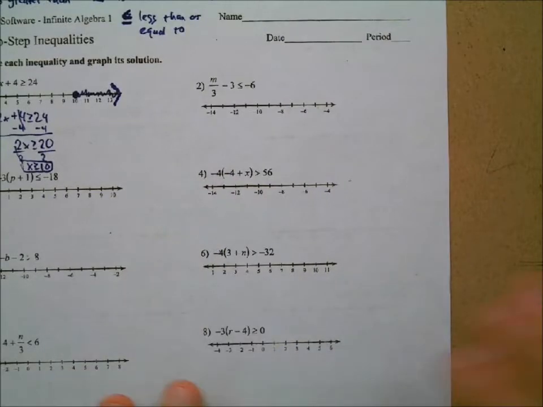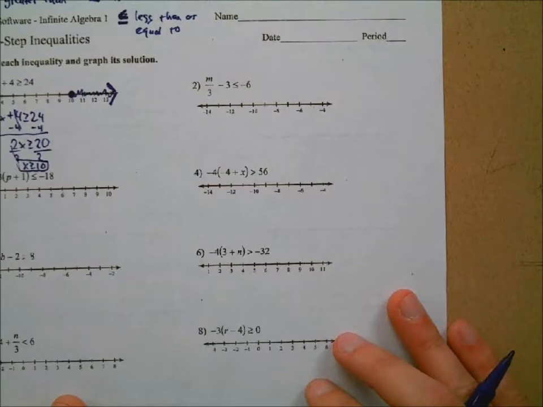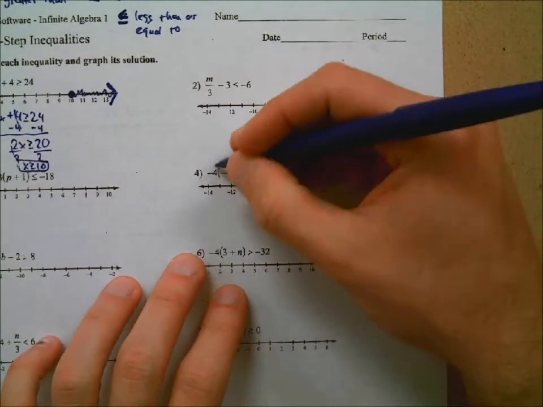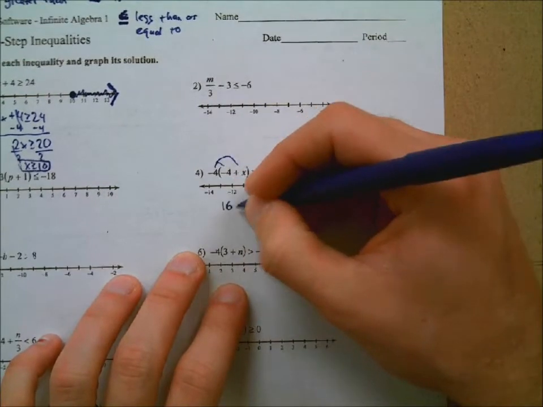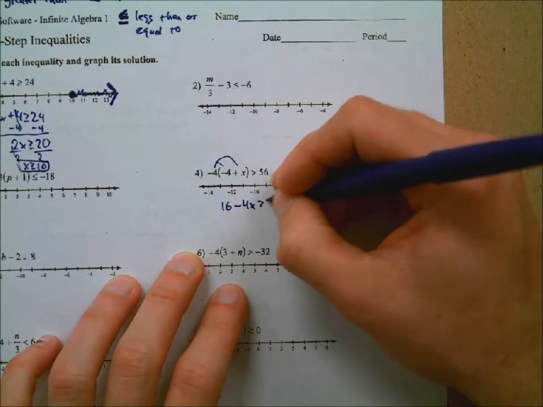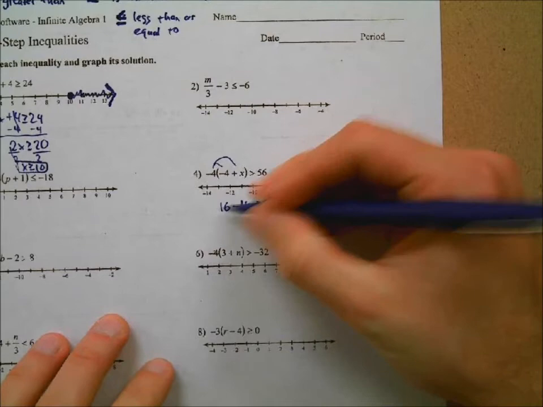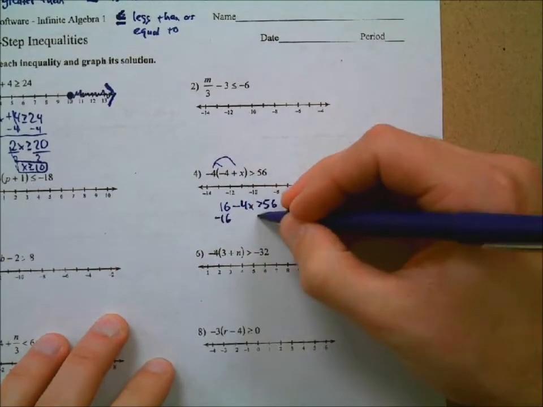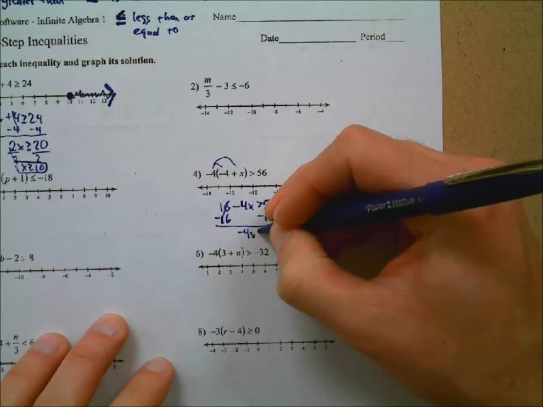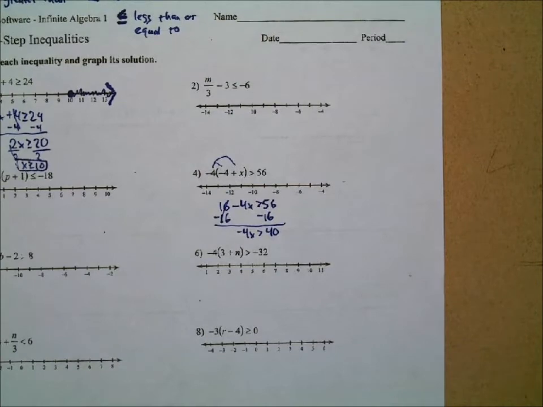All right. So what should we do here first? Yeah, distribute the negative 4. That's right. So I'm going to go ahead and show that here, and I'll write it out down here. So it's 16. Negative 4 times positive x is negative 4x greater than 56. Okay. I'm going to start getting that x by itself here. So I'm going to subtract 16 on both sides. I'll get negative 4x there is greater than 56 minus 16 is 40.